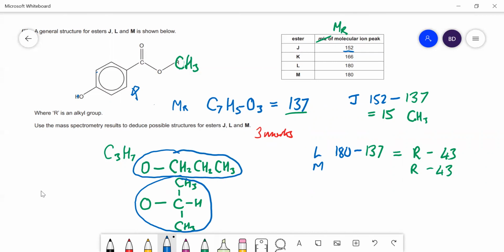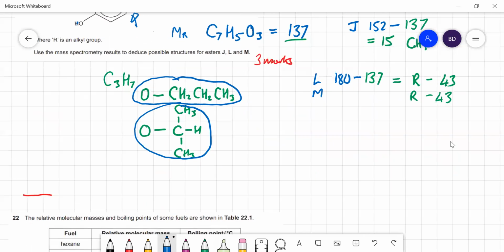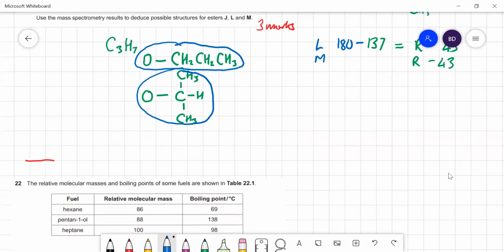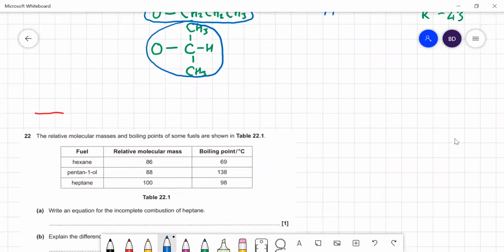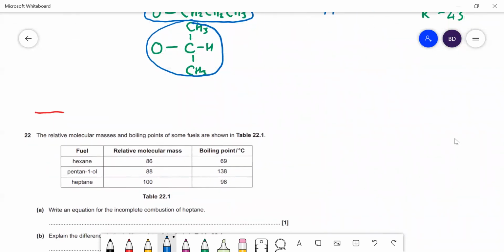Right. Let's move on. Okay. So relative masses of fuels now. Okay.